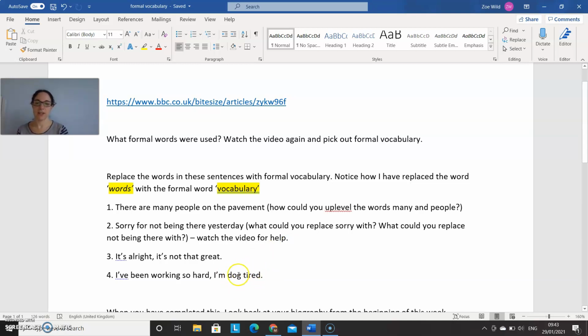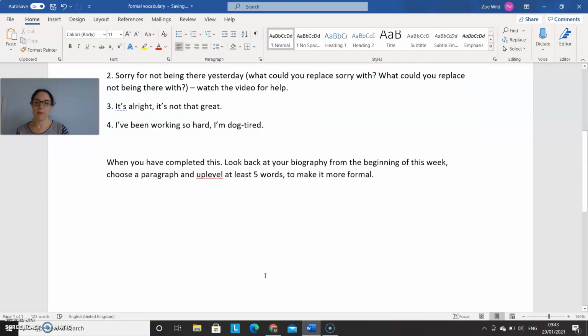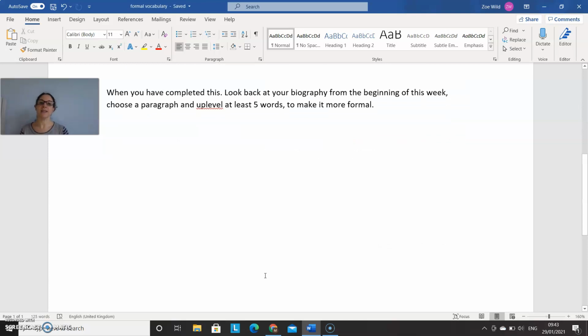For dog tired, you can type them in as separate words and it'll still work, or you could have a hyphen between them. And when you've done that, I'd like you to go back to your biography that you wrote earlier in the week.